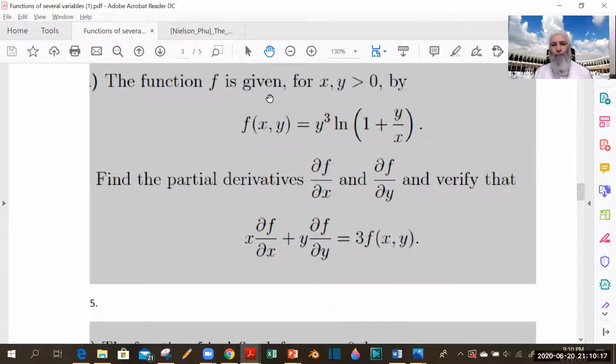Again, the function f is given for x, y greater than 0 by, greater than 0 means x, y are positive numbers. f of x, y equals y cubed ln bracket 1 plus y over x bracket. Find the partial derivatives df dx and df dy and verify that x df dx plus y df dy equals 3f. What do you think?